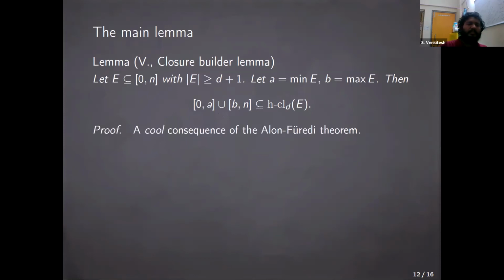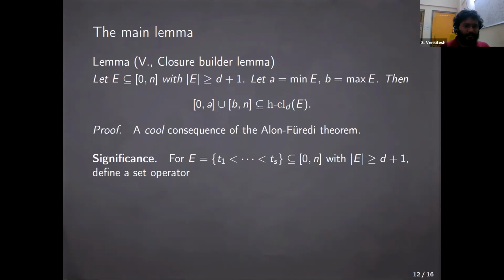And what do we do with this? The proof is a fairly easy, very neat consequence of the classical Alon-Füredi theorem itself. So it's a nice exercise. I'm not getting into the proof, but why are we interested in this? The significance is as follows. This is the important component of the whole argument that we're concerned with.